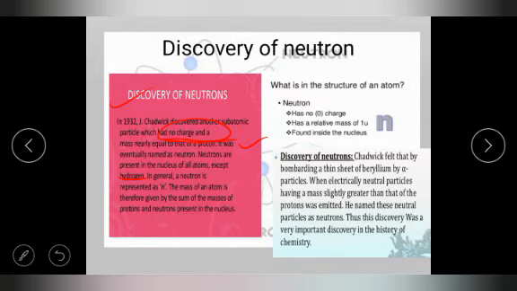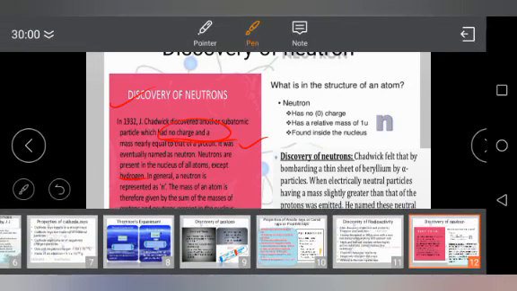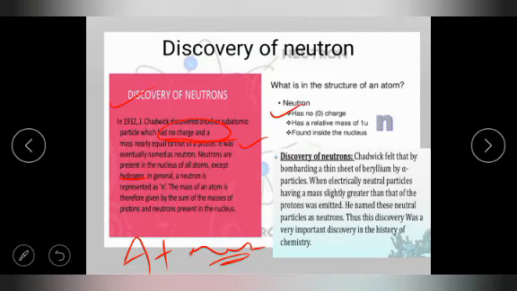To calculate the atomic mass, it is very important that we know the neutron. And what is the structure of the atom? Neutron has no charge. Its relative mass is 1 unit, it is found inside the nucleus and is represented with small n. Chadwick bombarded a thin sheet of beryllium. Sometimes a question can come: with the help of which element was the neutron discovered? That is beryllium, by alpha particles. When electrically neutral particles having a mass slightly greater than that of the proton appeared, he named them neutrons. Thus this was a very important discovery in the history of chemistry.